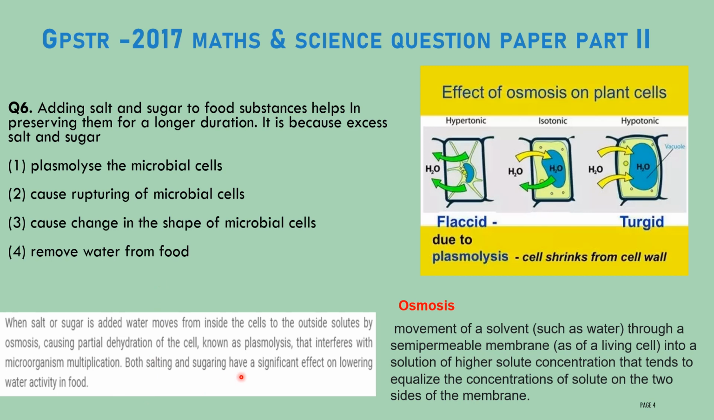Both salting and sugaring have a significant effect on lowering water activity in the food. Therefore, if you add salt and sugar to a particular food, dehydration will take place. This dehydration reduces the growth of microorganisms on the food. Then you can preserve the food safely. Therefore, the correct answer for this question is plasmolyze the microbial cells. Adding salt and sugar to food substances helps in preserving them for a longer duration because excess salt and sugar will plasmolyze the microbial cells.